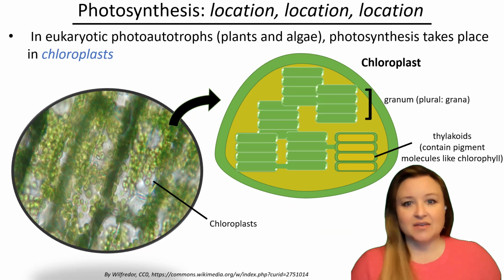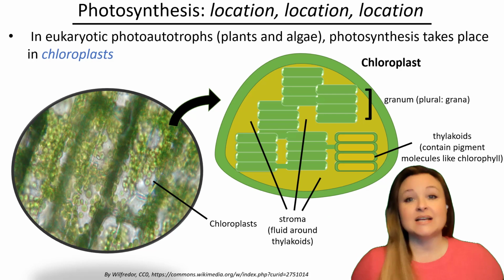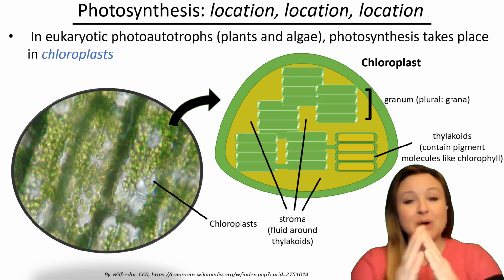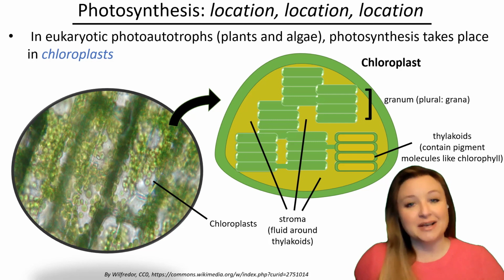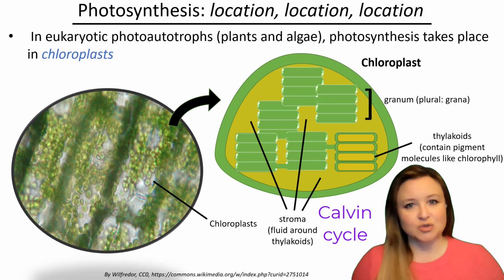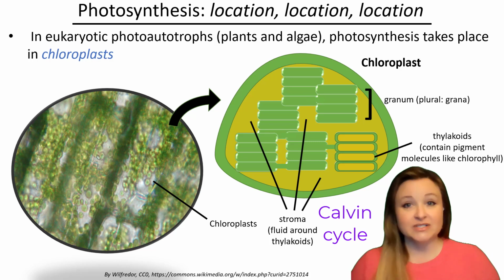Now, outside of the thylakoids, there is this liquid area, this fluid around them known as the stroma. Now, don't mistake this with the stoma, right? The stoma is that opening in the bottom part of the leaf. The stroma, it has an R in it. The stroma is the fluid around the thylakoids. And that's where the Calvin cycle reactions are going to take place in photosynthesis.